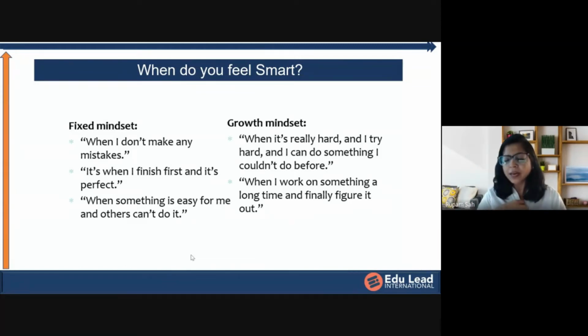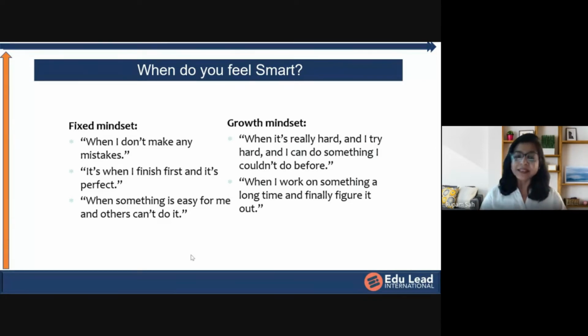Tumhara nahi hua, abhi tak nahi hua. So when you say this kind of thing, then that shows fixed mindset. And when something is easy for me and others can't do it, I will feel smart. मैंने कर लिया, दूसरे नहीं कर पाए, तो I'm feeling smart.